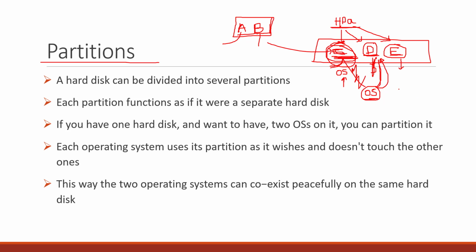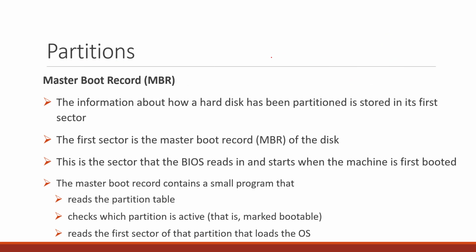So one of the major advantages of partitioning your hard drive is to have multiple operating systems on your single hard drive. Obviously, if you have multiple hard drives installed, HDA1 and HDA2, then you can install one operating system on hard drive A and one on hard drive B. That makes it even better, right? So these are partitions, and that's why you do partitions.